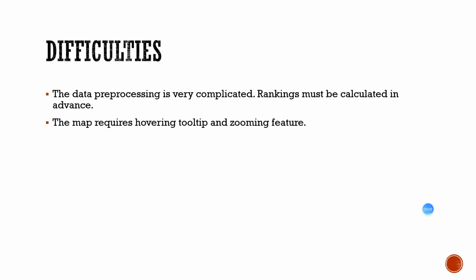I certainly experienced several difficulties during the development. First, the data pre-processing is very complicated because I need to calculate a lot of rankings. For example, for that pie chart, I need to calculate the proportion by calculating the accumulated population in areas less than or greater than the given condition.